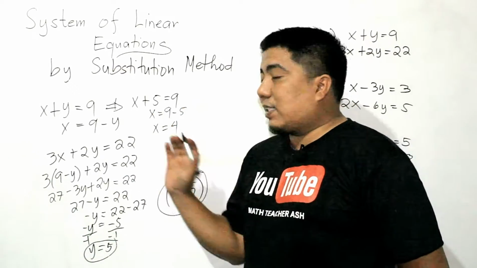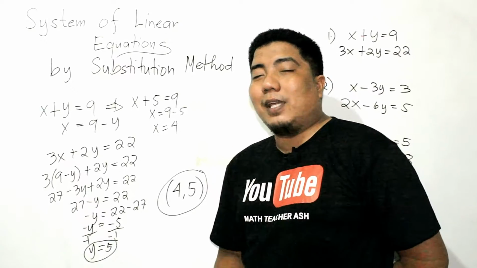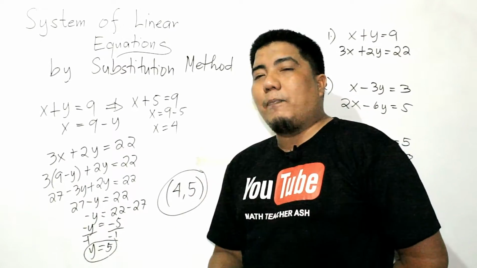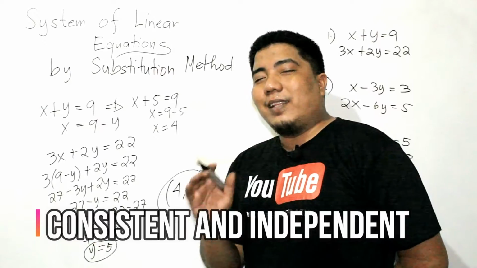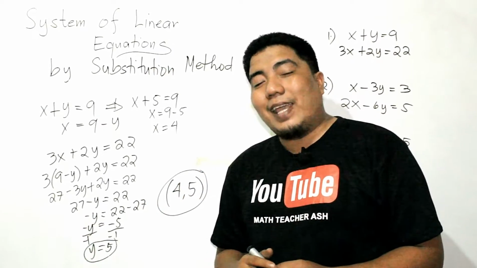Therefore, this system has one solution, and this one solution means that the nature of the system is consistent and independent. Easy, right? Now, let us consider the second example.